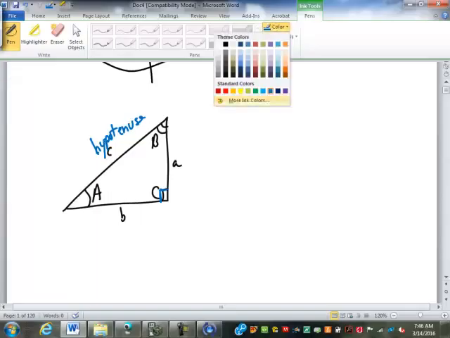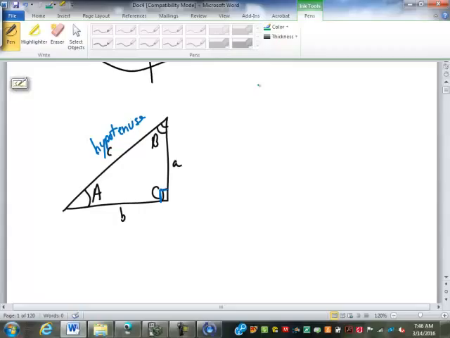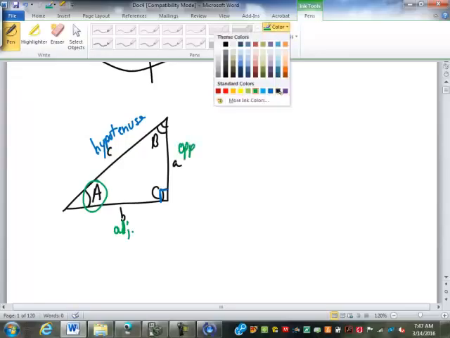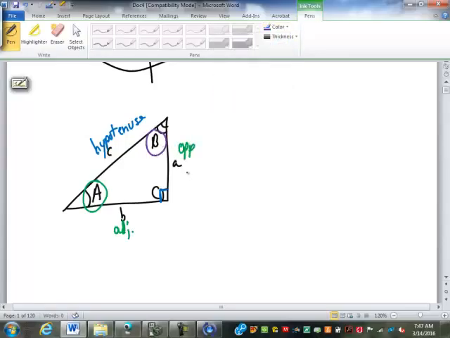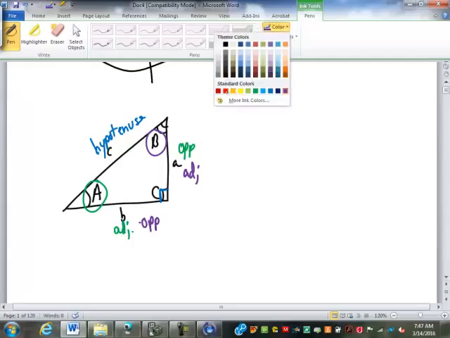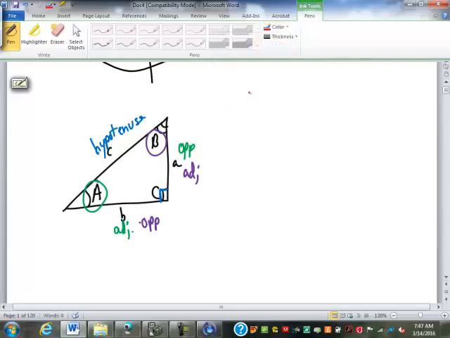The opposite and adjacent depend on which angle. If I'm looking at angle A, this is which side? The adjacent, because it's next to angle A. This would be the opposite. If I'm looking at angle B, this is now adjacent, and this is opposite. So the opposite and adjacent depend on what angle we're looking at.